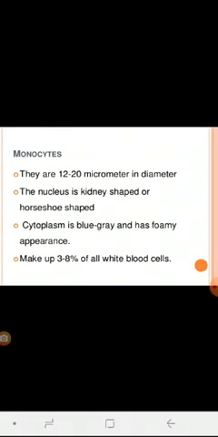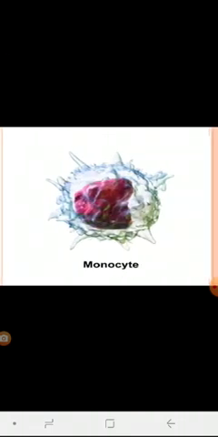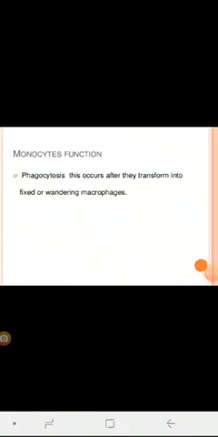Agranular leukocytes such as monocytes are 12 to 20 micrometers in diameter, with a kidney-shaped or horseshoe-shaped nucleus. Cytoplasm is blue-gray and has a foamy appearance. They make up 3 to 8% of white blood cells in our body. That is the monocyte. Monocyte function is phagocytosis. This occurs after they transform into fixed or wandering macrophages.